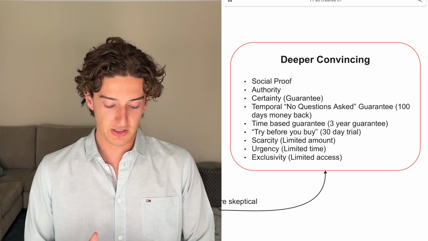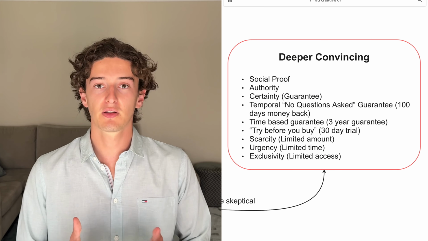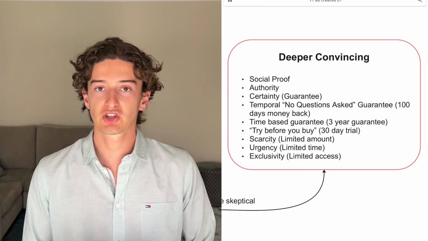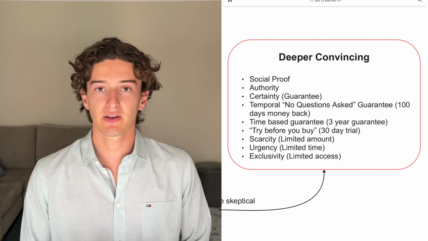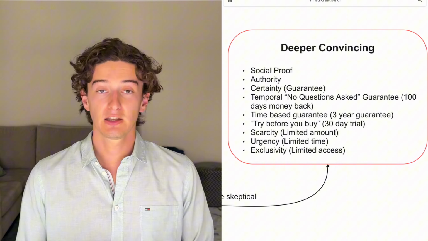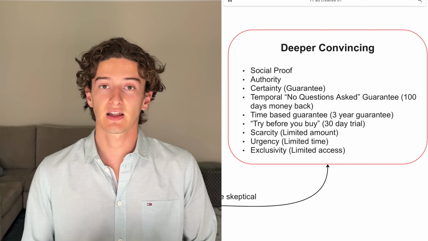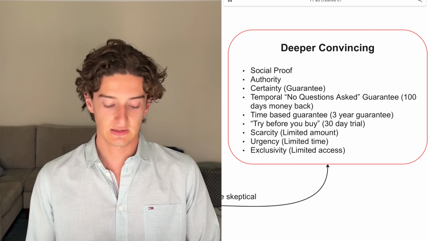Some of them that I mentioned here are social proof. You can be an authority in your field. You need to make sure that there's a guarantee that they will start here and turn that way, which is their desire. You really want a guarantee that's time-based, like a 1 month guarantee or return: I'll give you your money back, try before you buy. And you can also use tactics like scarcity, urgency, and exclusivity.